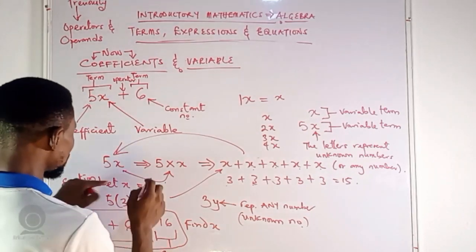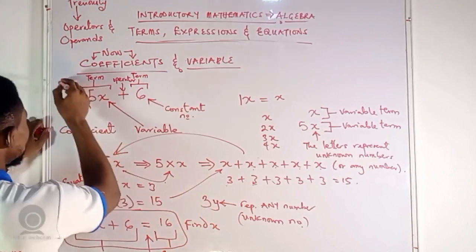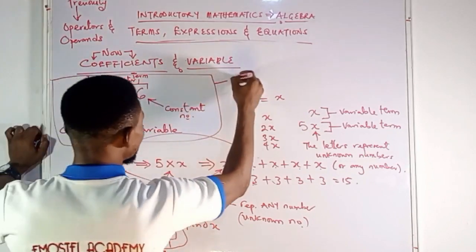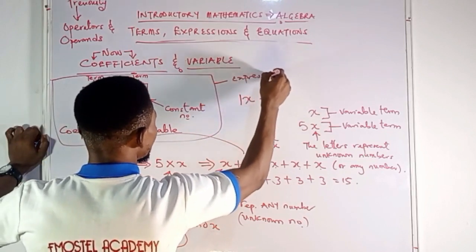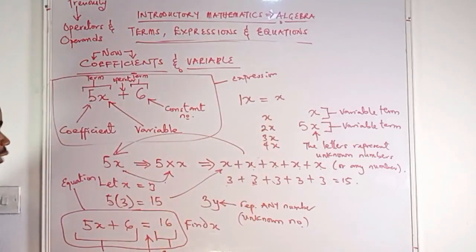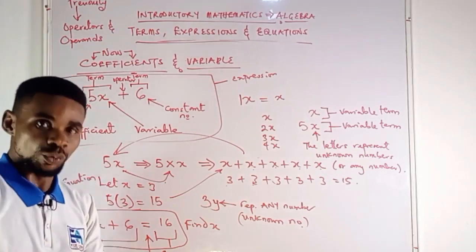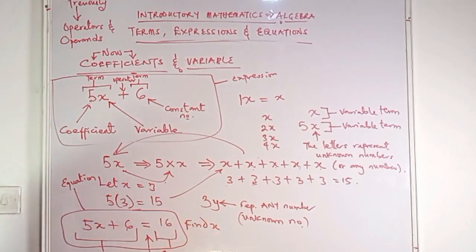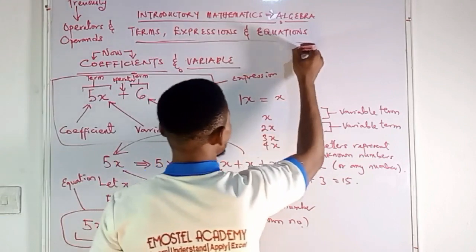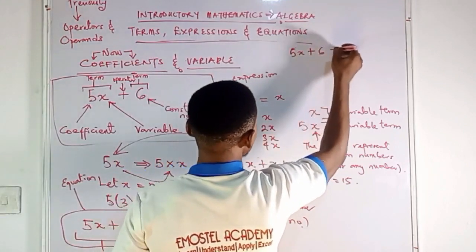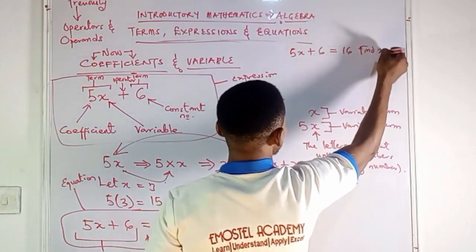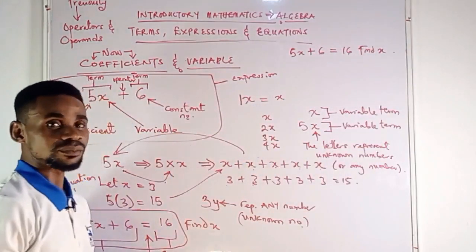So if I read this one I wrote earlier, the complete sense of it all here is an expression, because it has no equality. When equality comes in, it becomes an equation. You get that? So this that we have here is an equation. Now, provided the equation 5x + 6 = 16, and the question says find x, how do we get it?